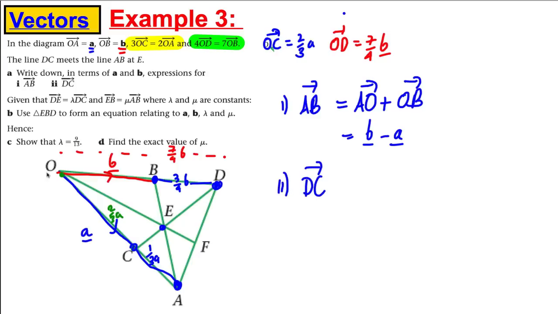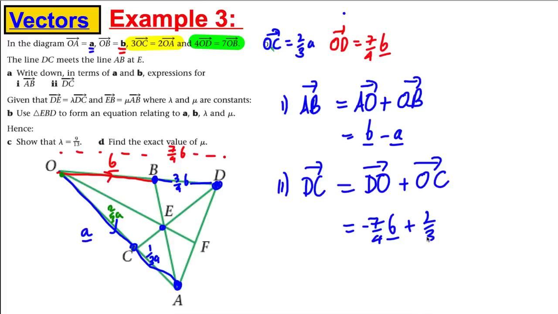Well, I'd go D to O and O to C. Now, do we know D to O? How do we get from D to O? Well, we know that O to D is 7/4 B, so this must be negative 7/4 B, and O to C is plus 2/3 A. Okay? And we might write that the other way around. We might write 2/3 A subtract 7/4 B. Okay, so we have done this and this now.